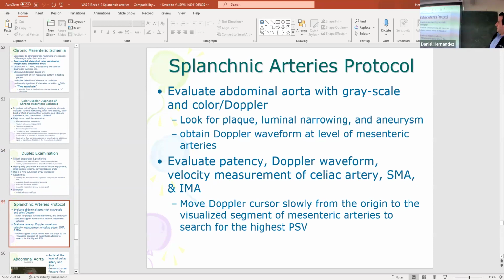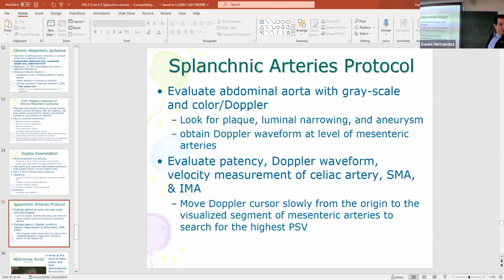So in terms of our protocol, we're going to evaluate the abdominal aorta with grayscale and color Doppler. We're going to look for any plaque within the aorta, any elevated velocities within the aorta. If we have elevated or reduced velocities in the aorta, so for instance, if it's aneurysmal, we're going to have reduced velocities that could skew our velocity measurements within those splanchnic vessels. So we obtain Doppler waveforms at the level of the mesenteric arteries for our aorta. Evaluate the patency, Doppler waveforms with velocity measurements of the celiac, SMA, and IMA.